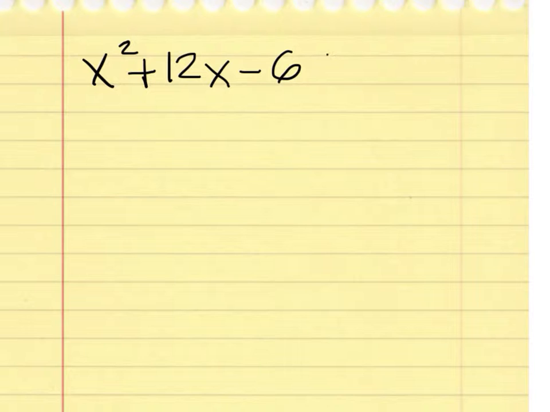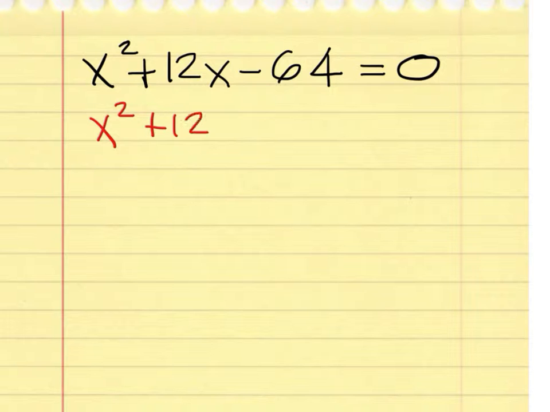The first problem is x squared plus 12x minus 64 equals 0. What is the first thing that I have to do to solve this problem, Perry? Yes, you have to move the minus 64 over to the right side and change the sign, so that's what we will do. X squared plus 12x equals 64.